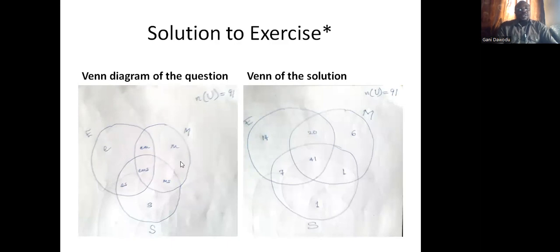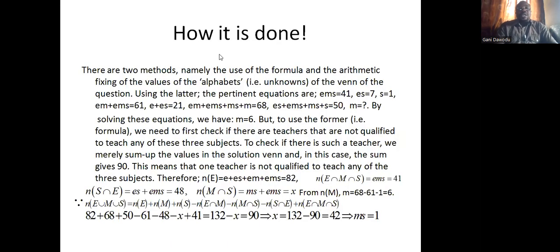And if we fix arithmetically the values of these letters, we will see that this is the result. But it didn't just come from the blues. What did we do? How is it done? There are two methods, like I said. We can fix it algebraically.